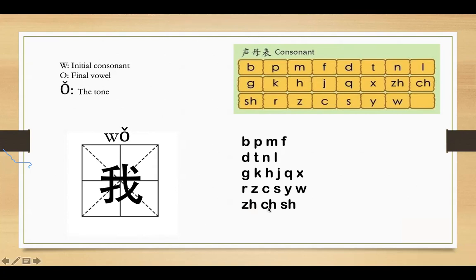and ch, like child, ch. And the last one, sh, is sh, like Sheldon, Shally, or to be quiet, sh. You got it? 好，下一个 Okay, next one.